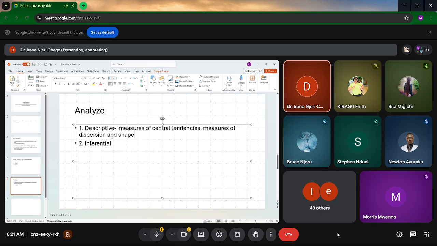We also have inferential statistics. So what is inferential statistics? These types of statistics draw conclusions from the data. Okay, it draws conclusions. What does that mean? It draws conclusions.